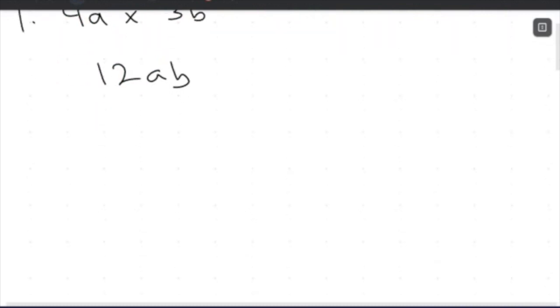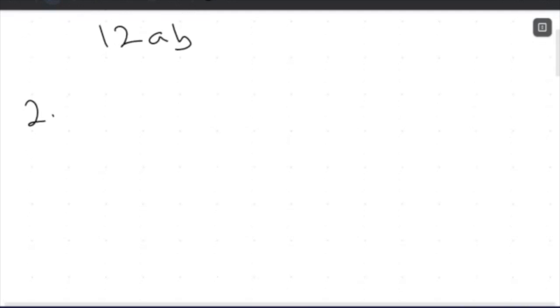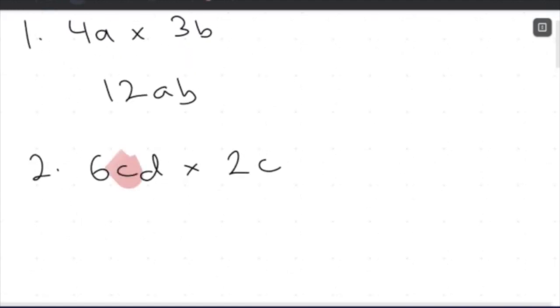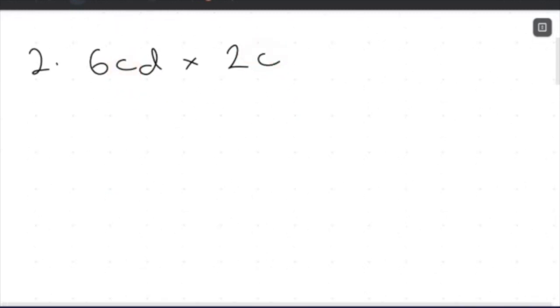So let's try another example. Now let's see what would happen if we had, say, 6cd times, let's go 2c. So this is a little bit of a trickier example. You can see the biggest way this differs from our last one is that we actually have like terms here. We have a 6c and a 2c. Now, how we multiply these is going to change a little bit because multiplication is a different operation to addition and subtraction. So we're going to treat this a little bit differently.